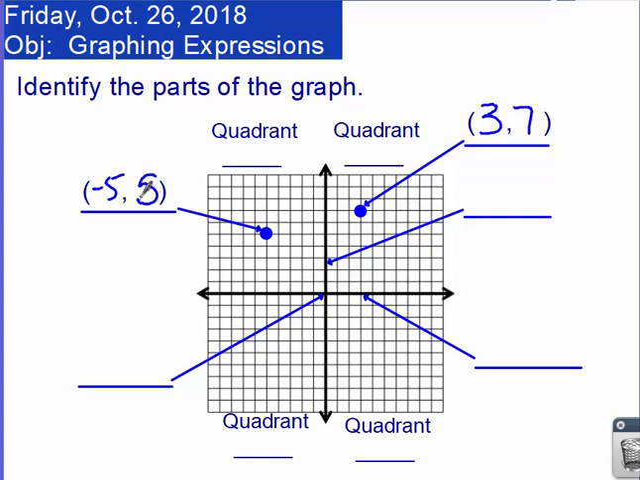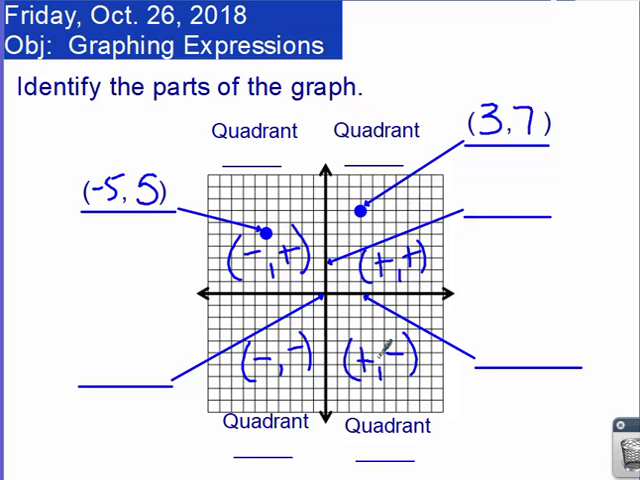So each of the locations on this coordinate grid, like in this first quadrant, would be positive, positive. In quadrant number 2, you would have negative, positive. The numbers would be negative for your x and positive for your y. In quadrant 3, we would have negative, negative coordinates because we're going left and down. And then in quadrant 4, we would have positive, negative because we go to the right and then down.